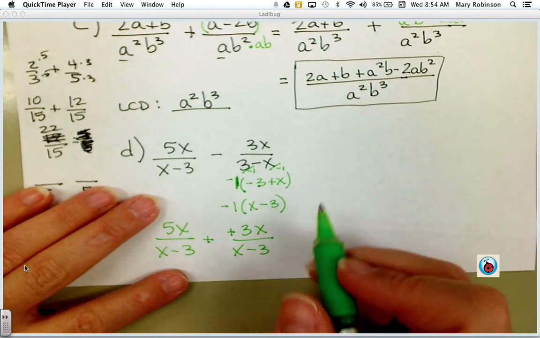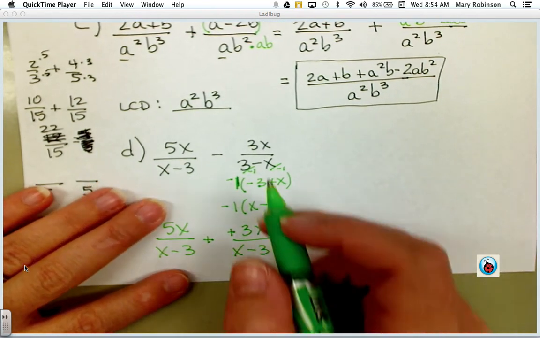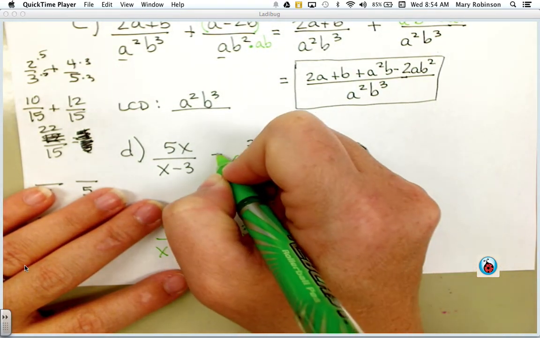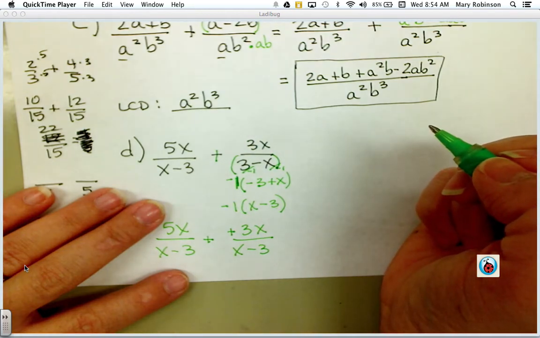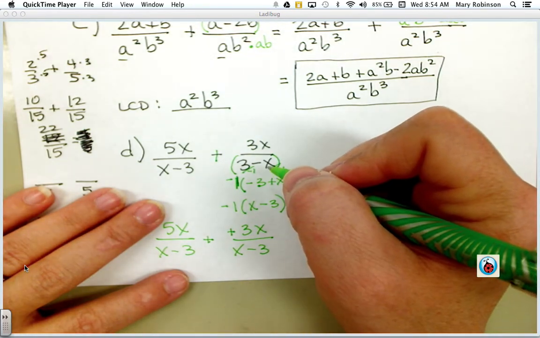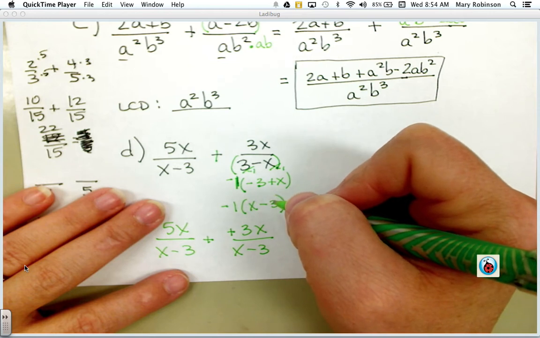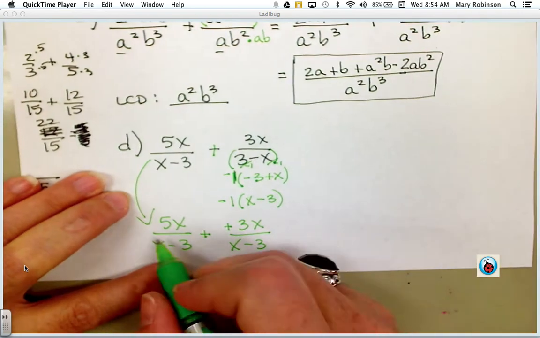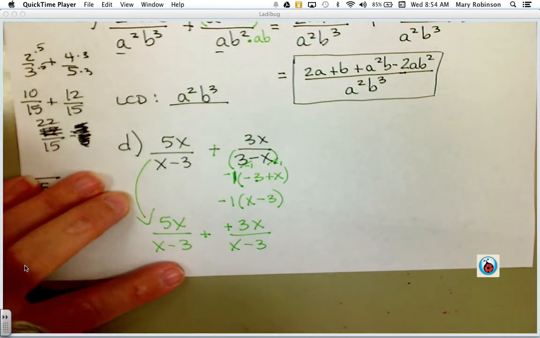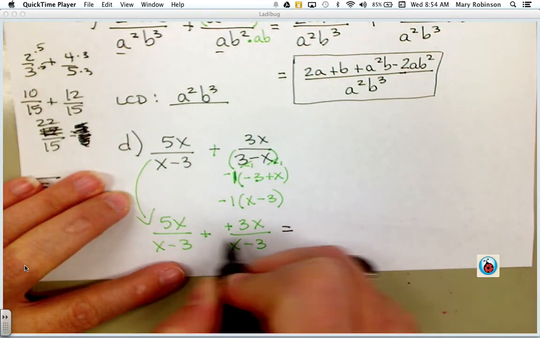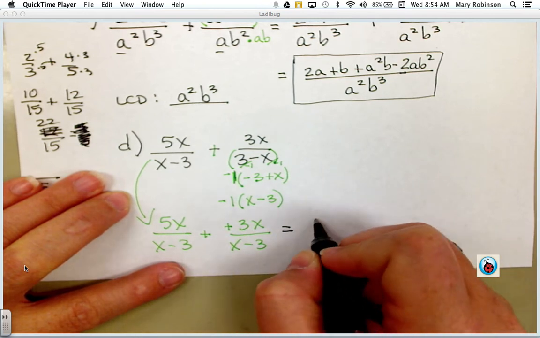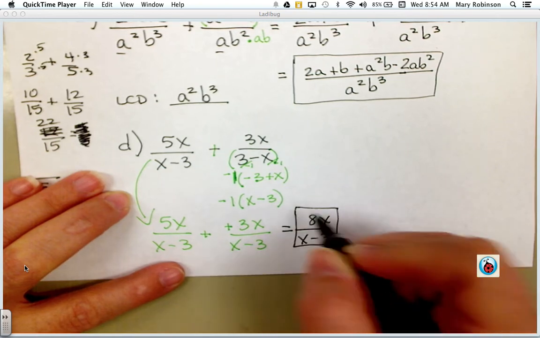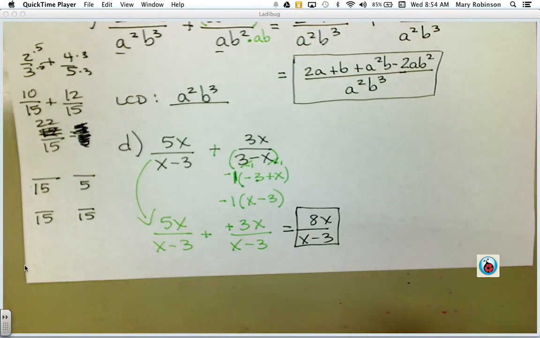So at this point, what we should recognize is that really all we need to do is put parentheses around this and change our sign. By doing that, you'll be able to switch it around to x minus 3. So now we have here what we have here. We have like denominators now, so we can add our numerators. 5x plus 3x is 8x over x minus 3. And there's nothing we can do to reduce that, so we are done.